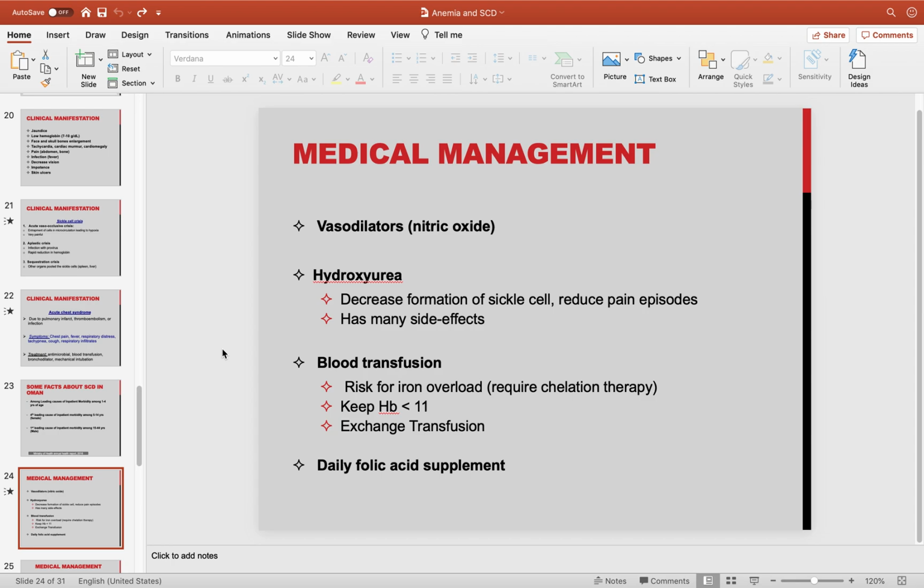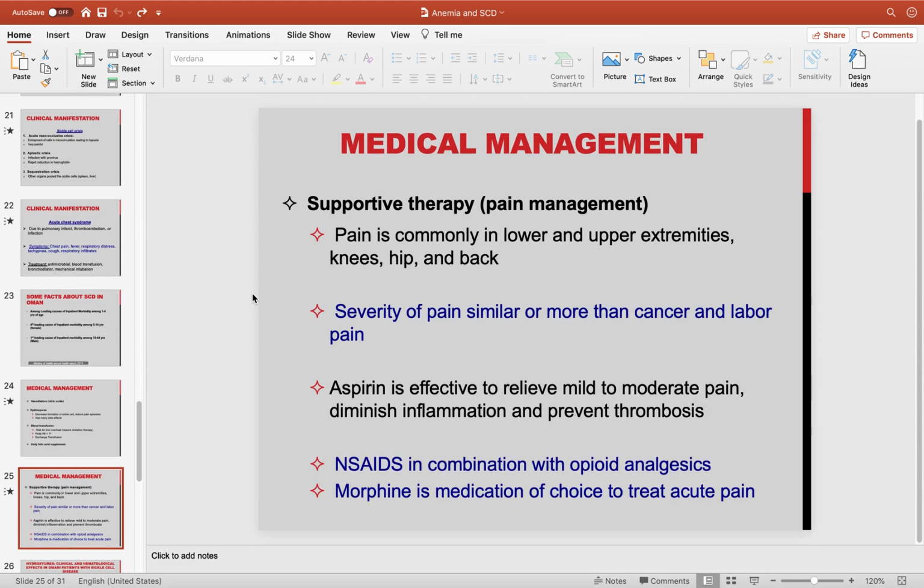And also, one of the managements of the patient with sickle cell disease is daily folic acid supplement. So it's very important that the patient takes daily folic acid, to at least make sure to maintain the hemoglobin.